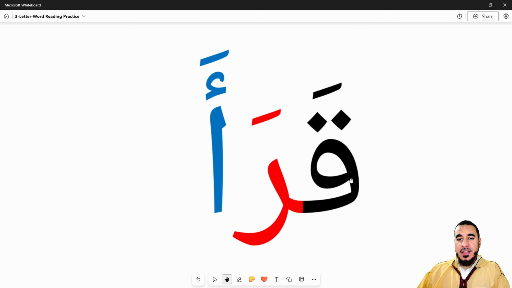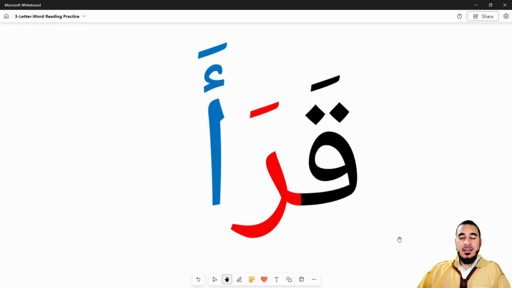Right. We have the qaf at the beginning of this word with a fatha, the ra in the middle with a fatha as well, and the alif at the end with a fatha. How do we pronounce this word? It would be qara'a. Jamil. So qara'a.